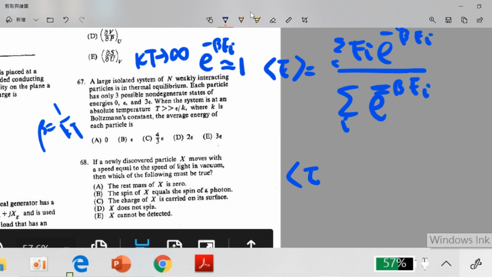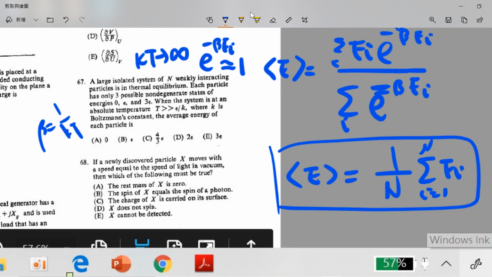So this average is just the average of the energy. So you have 0, epsilon, 3 epsilon. So the average is 4 epsilon over 3. So the answer is C.